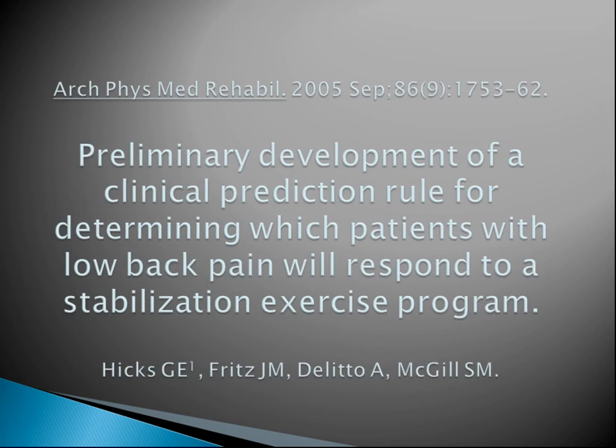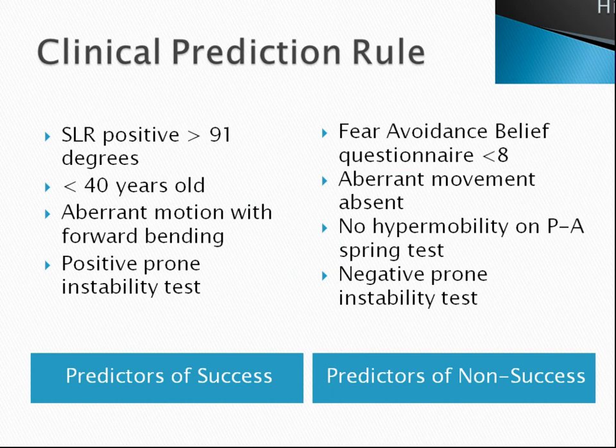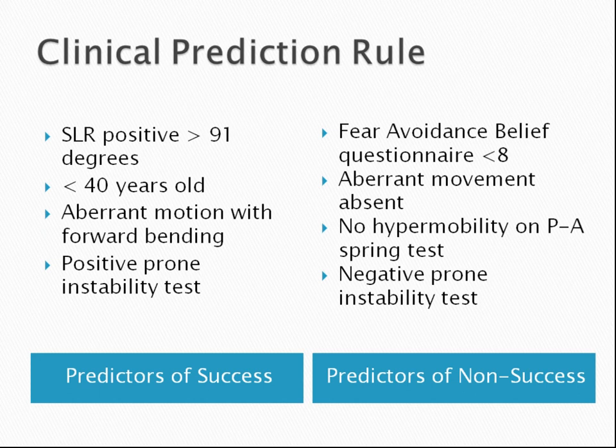Similarly, Hicks et al., in the Archives of Physical Medicine and Rehabilitation in 2005, published preliminary development of a clinical prediction rule for determining which patients with low back pain will respond to a stabilization exercise program. So let's look at that clinical prediction rule. For the predictors of success, there was a straight leg raise greater than 91 degrees, a patient less than 40 years old, aberrant motion with forward bending, and a positive prone instability test.